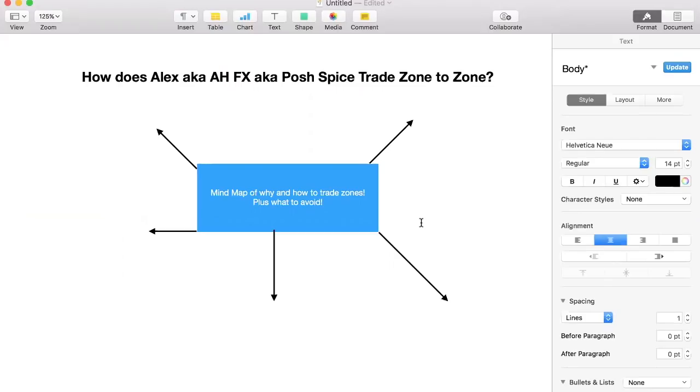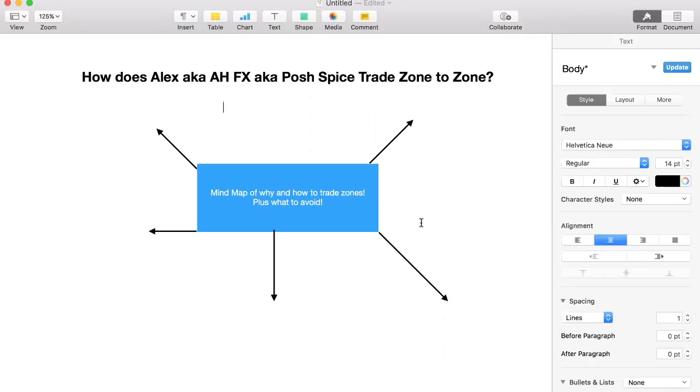This video is specifically requested by one of my students to help him grasp zone-to-zone trading a little bit better. I'm going to be covering basically a brainstorm, a mind map, whatever you used to do at school. I'm just going to annotate a diagram and give you my take on how I trade zone to zone: what I'm looking for, what I'm not looking for, what I'm looking to avoid, how to prevent fake outs, how to take your premium entries, and all that kind of jazz really.